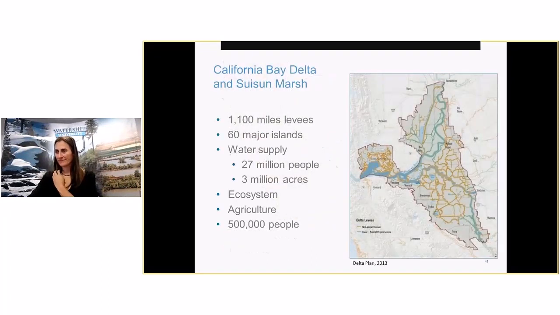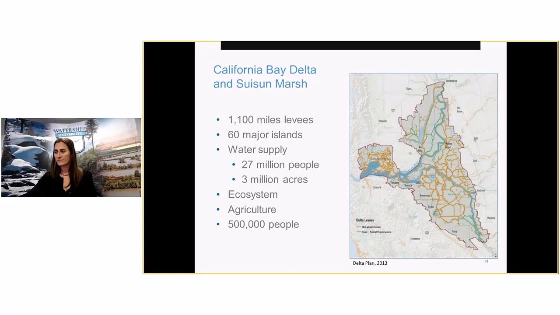Next slide. Thanks. The Delta is characterized by 1,100 miles of levees. There's over 60 major islands, and in our study you'll see we had in the Delta and Suisun Marsh about 170 separate hydrologic units or polders. The Delta is very important to California and the California economy. 27 million people get some or all of their water from the Delta, and the Delta also helps irrigate over 3 million acres of irrigated land in California.